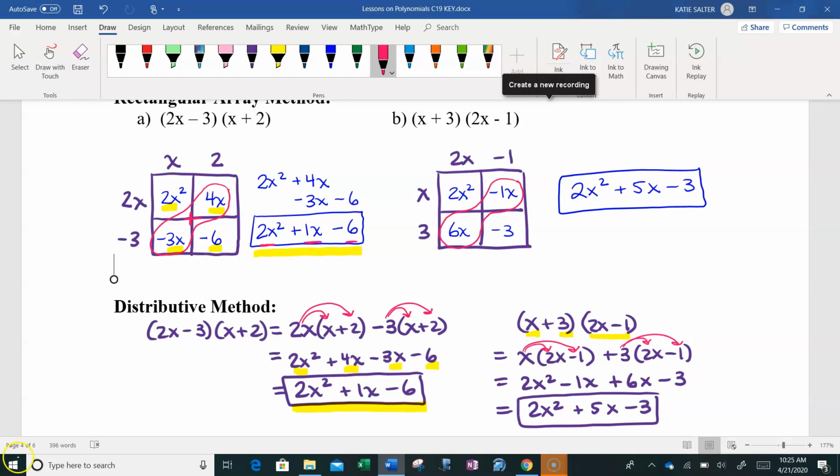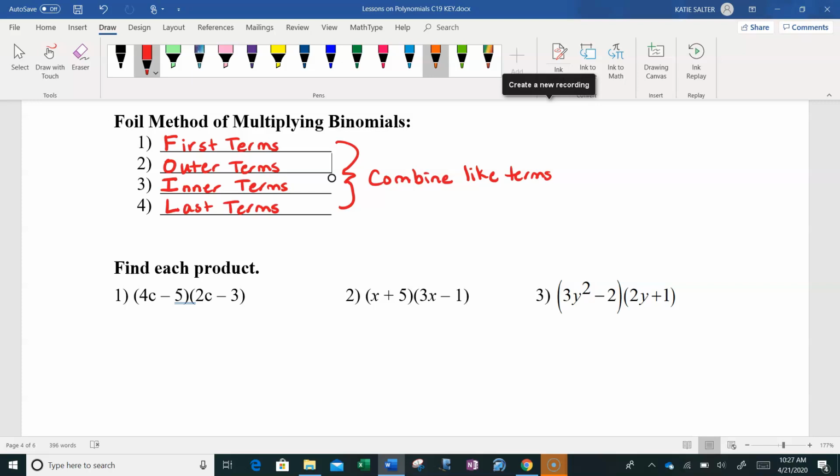Okay, so the last method that we're going to talk about today is called the FOIL method. And the FOIL method is probably the quickest way to multiply a binomial times a binomial, but it can only be used when multiplying a binomial times a binomial. We cannot use it for multiplying monomials times polynomials or like binomials times trinomials. Notice there are 4 letters in FOIL, F-O-I-L. That's why it only works when you multiply a binomial times a binomial.